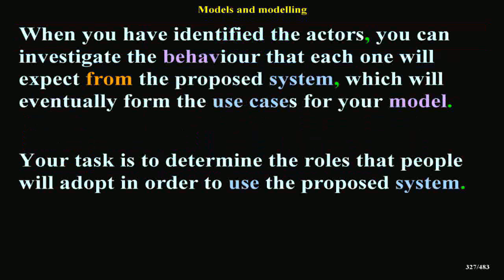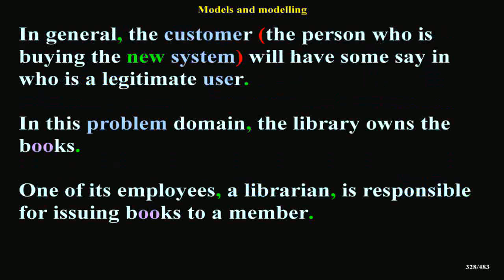Answer. A good first step is to establish the context for the proposed system by identifying the actors that surround it. When you have identified the actors, you can investigate the behavior that each one will expect from the proposed system, which will eventually form the use cases for your model. Your task is to determine the roles that people will adopt in order to use the proposed system. In general, the customer, the person who is buying the new system, will have some say in who is a legitimate user. In this problem domain, the library owns the books.